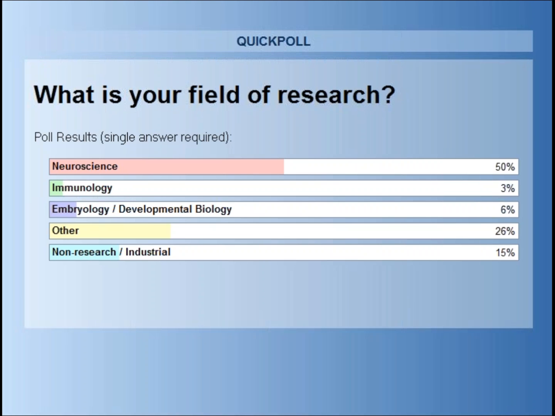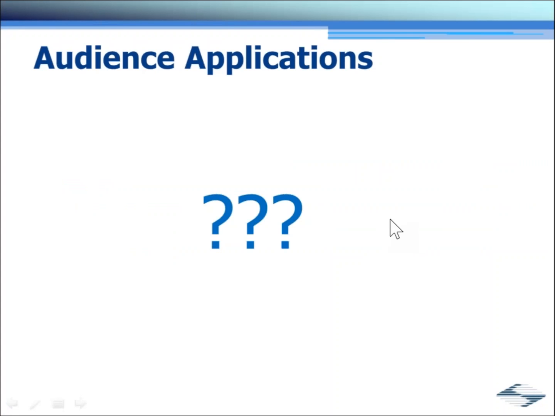I'm not surprised that we have a large population from the neuroscience community. Again, as I mentioned earlier, Sutter Instruments is pretty widely known for their instrumentation in the neuroscience market. However, I also want to discuss, in particular, immunology and embryology and how 2-photon actually helps those fields as well. Okay, so let's move forward.